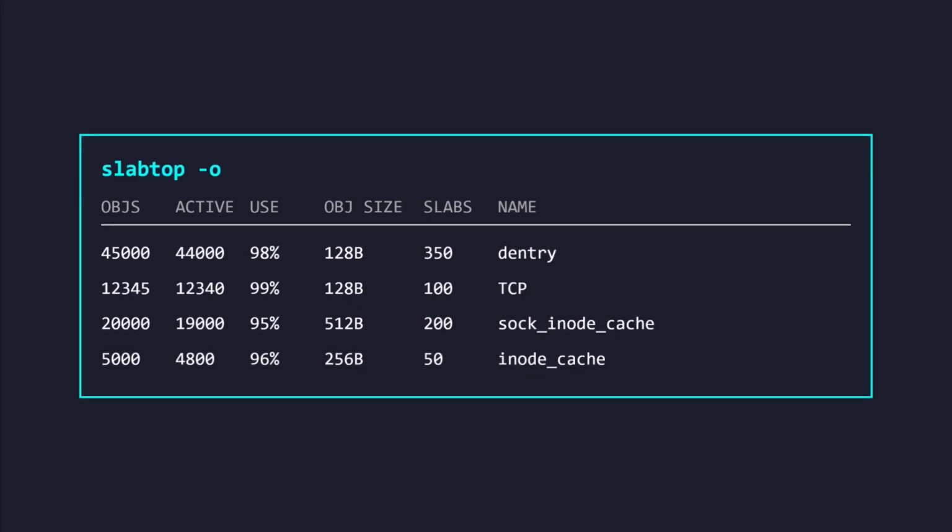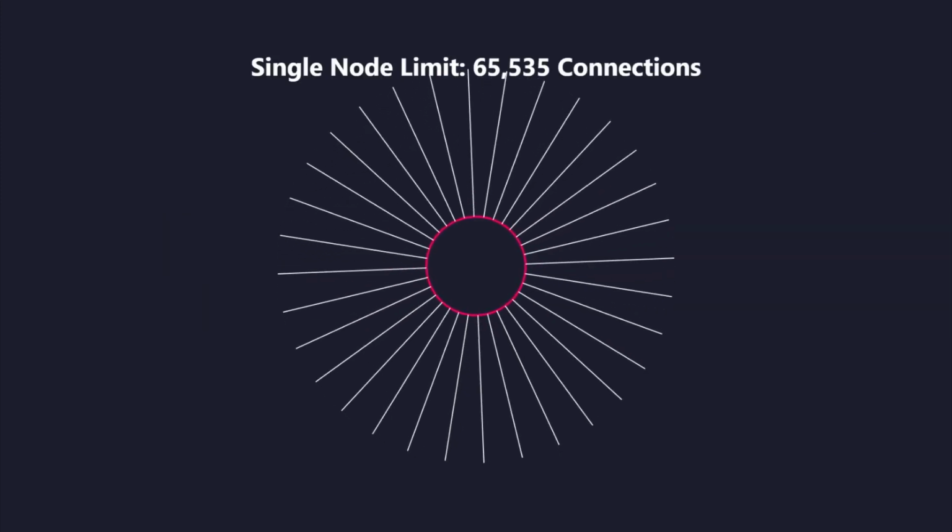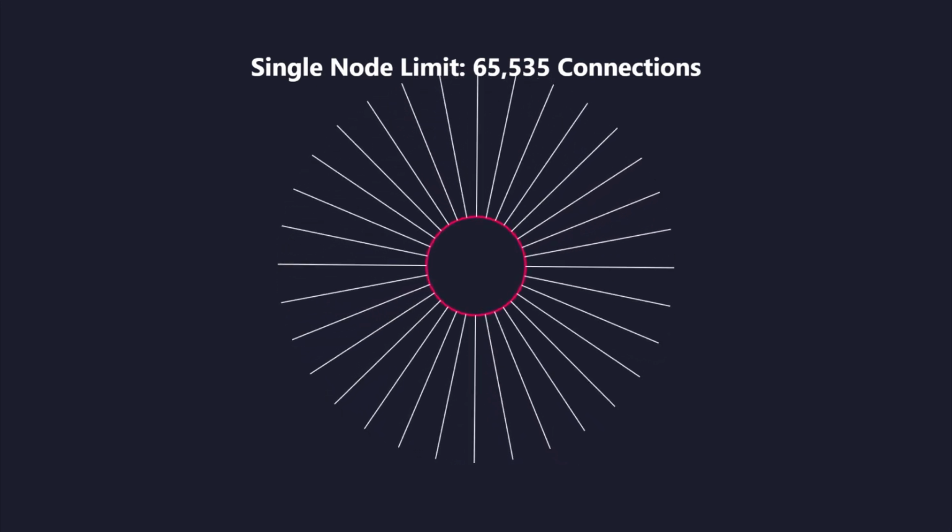Kernel memory for sockets is allocated from slabs. Use the slab-top command to monitor how much memory is consumed by the transmission control protocol and socket caches. If you see high memory usage not reflected in your application process, the kernel is likely holding too much memory internally.